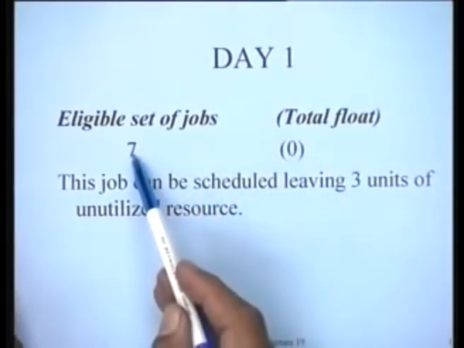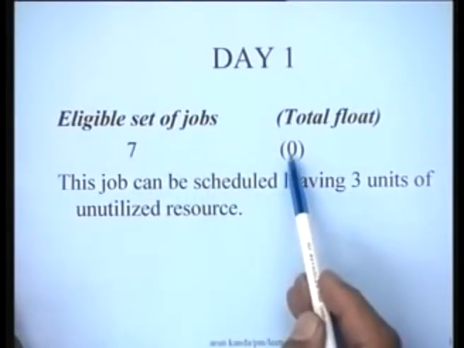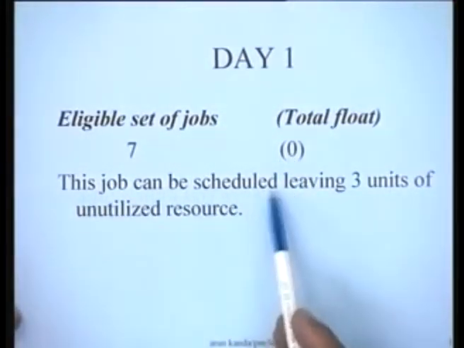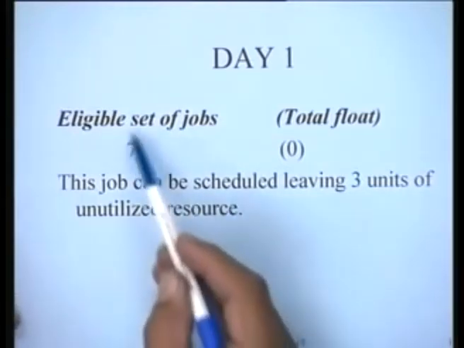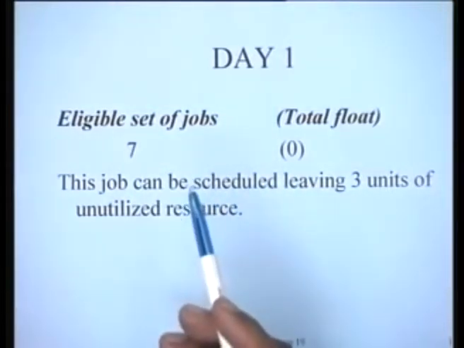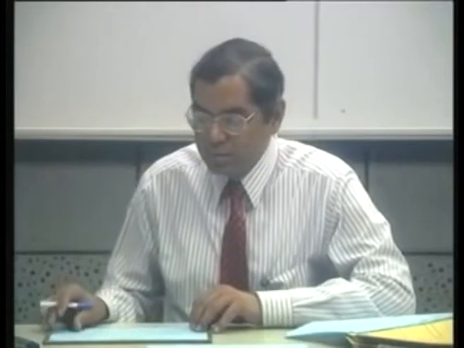We find that job 7 is the only eligible job because it has no predecessors, and it has a total float of 0 because it's a critical job. This job can be scheduled, leaving 3 units of unutilized resource, because there is no other job. So the decision on the first day obviously is this.